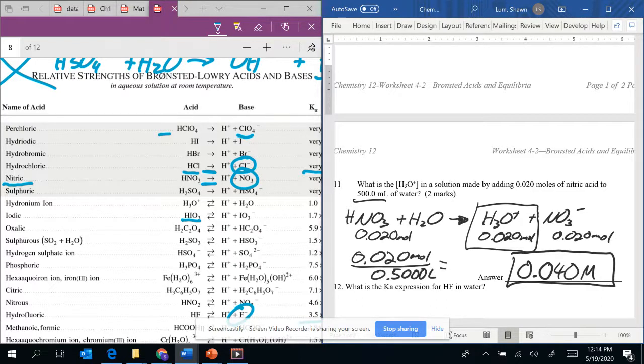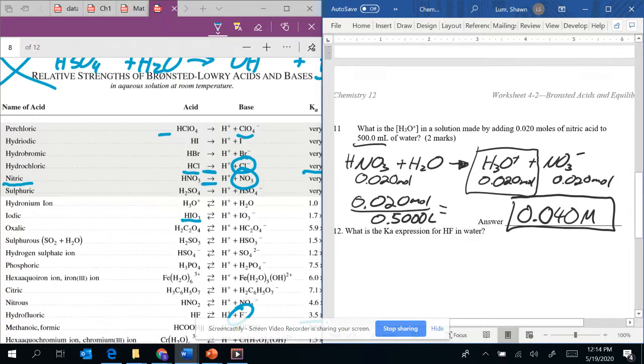Now, if I asked the same question and said, what is the H3O plus concentration of H2SO3, then we'd be looking at a much different calculation. We'd be looking at ICE tables and all that kind of stuff. But we're going to get to that in the future.